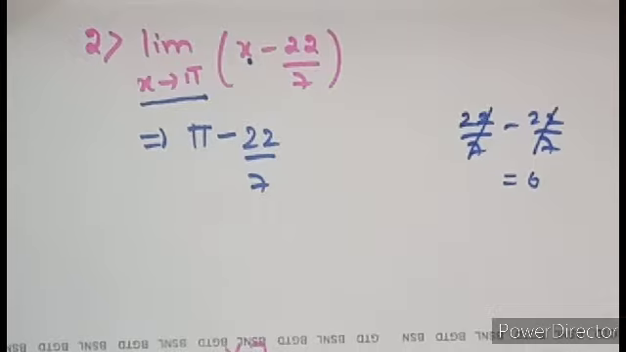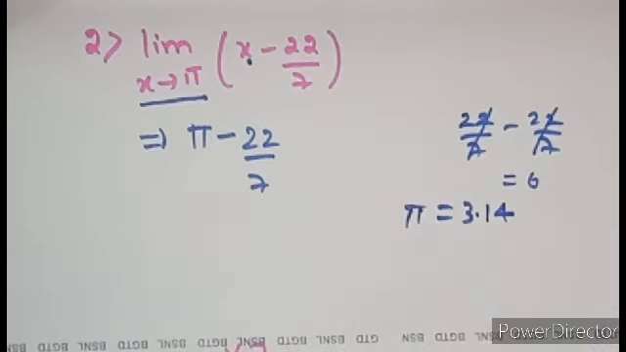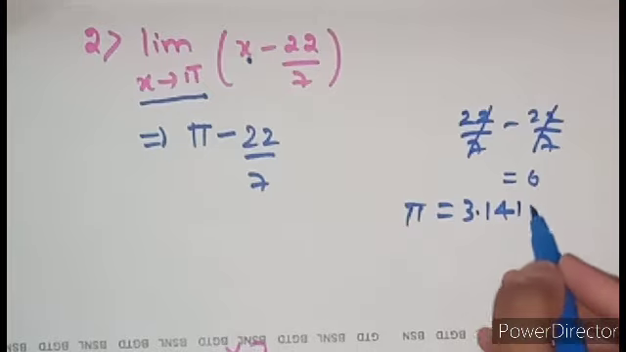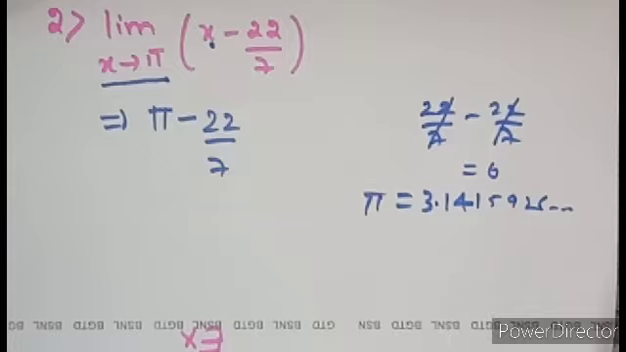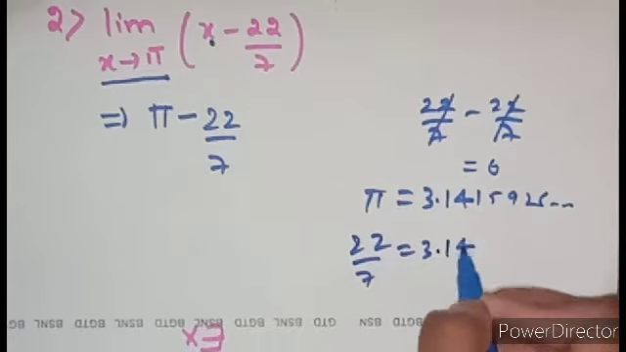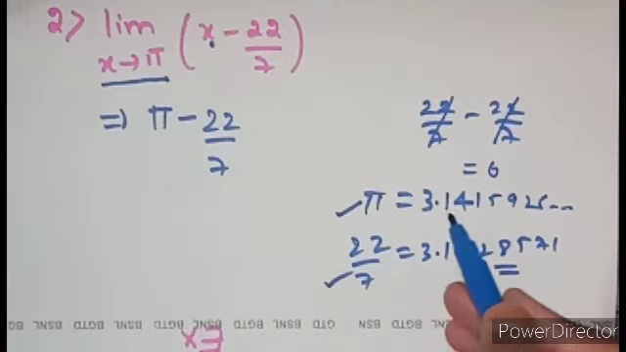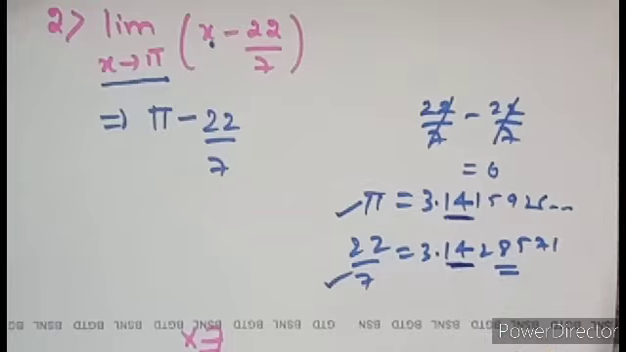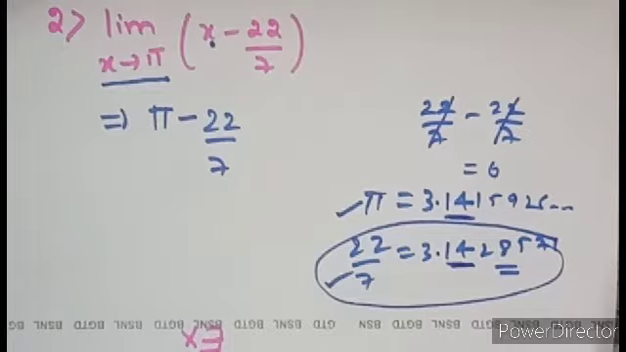Why? Because exact value of pi is 3.1415926 and so on. And this is an irrational number. And the value of 22 by 7 is 3.1428571 and this is a rational number. Observe these pi and 22 by 7. After decimal point only 2 digits are equal, right? So we call 22 by 7 as the approximate value of pi because after decimal only 2 digits are equal.